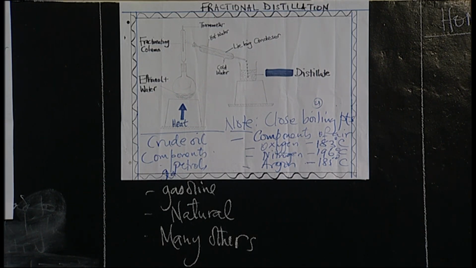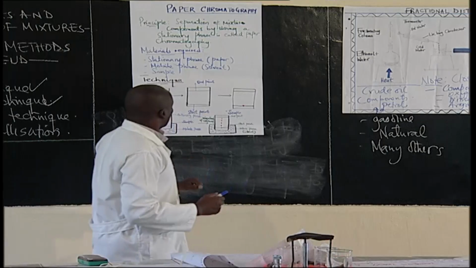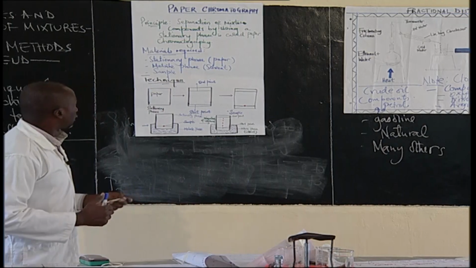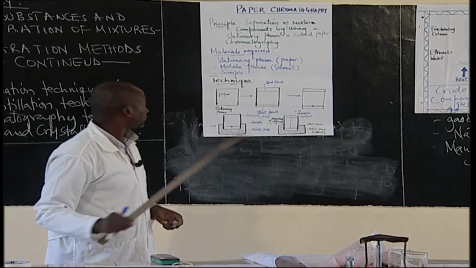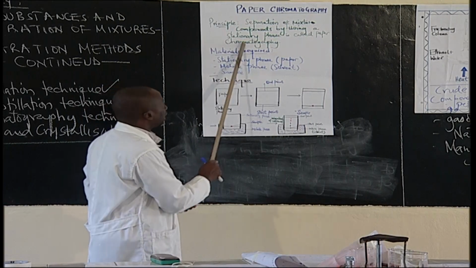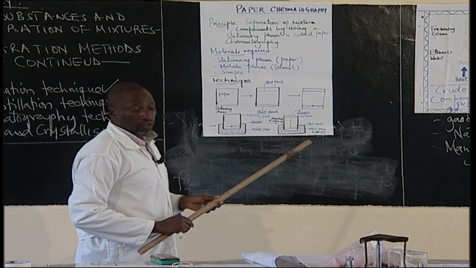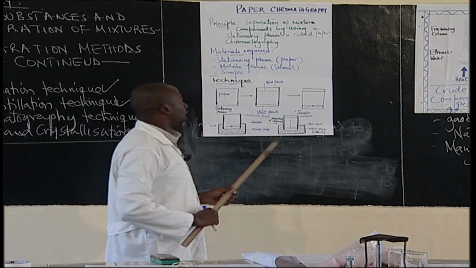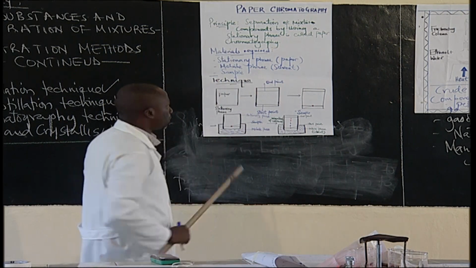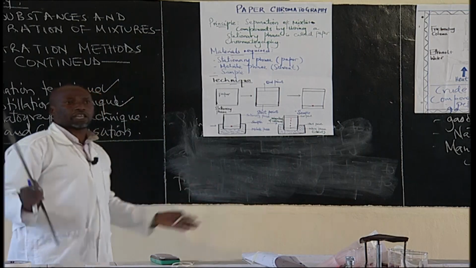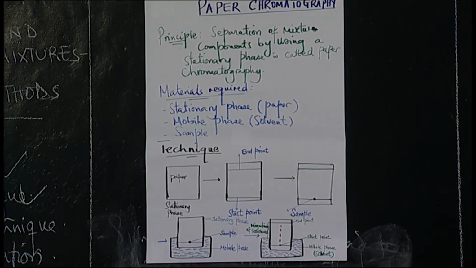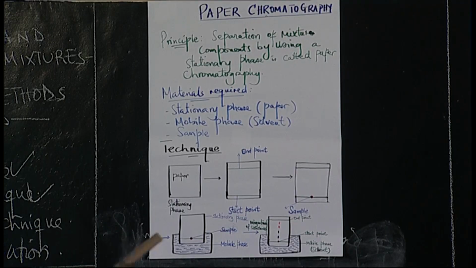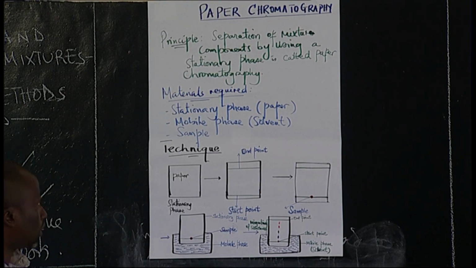So this is paper chromatography. This is the technique, the separation method, for separation of mixtures by using the stationary phase. We have different types of chromatography, but we are going to look at only one, which is paper chromatography.